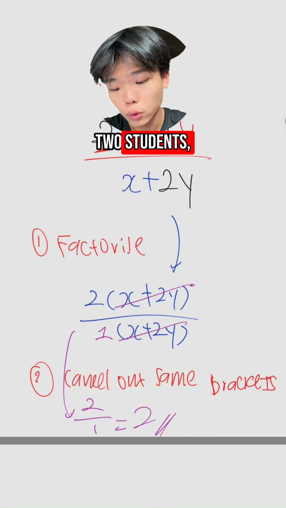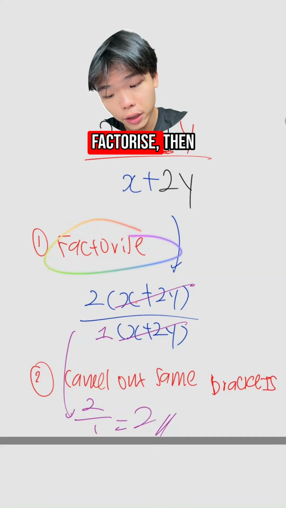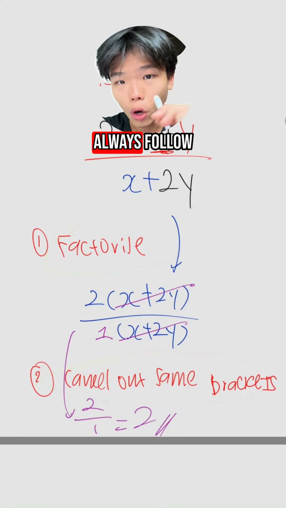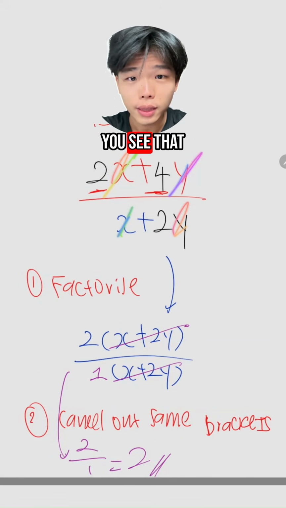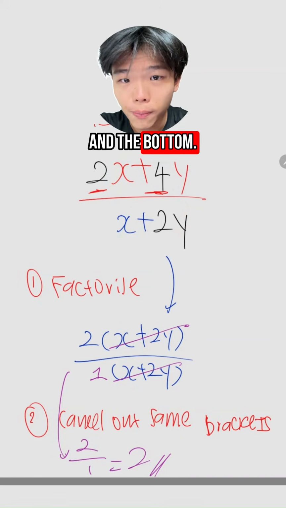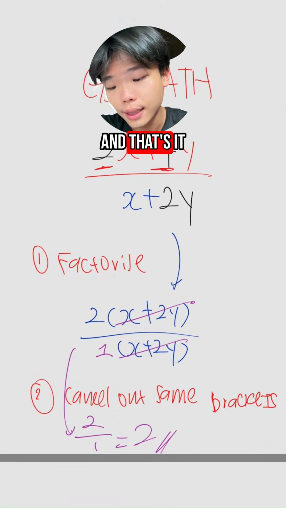So to all Sec 2 students, it's always just these 2 steps: factorize, then cancel out the same brackets. Always follow this pattern and never ever just straight away cancel out the terms because you see that there's the same term at the top and the bottom. It never works out.